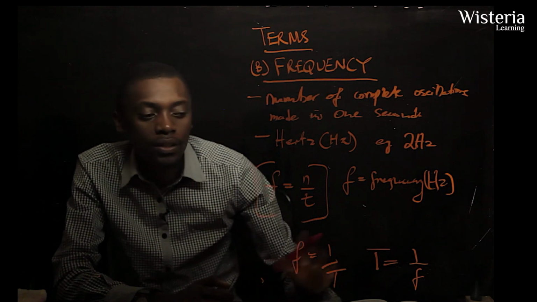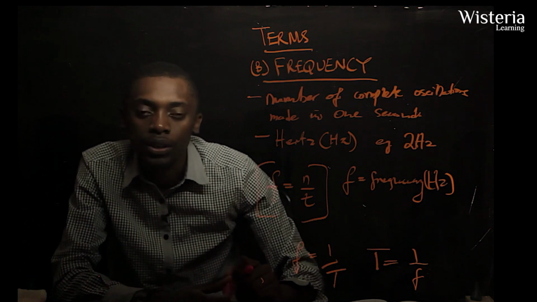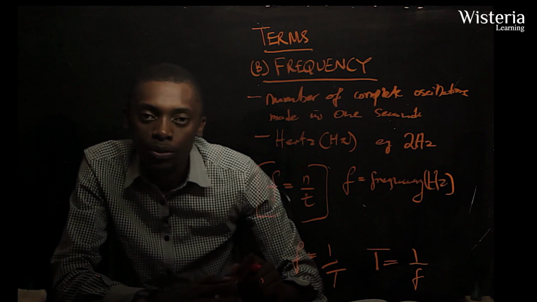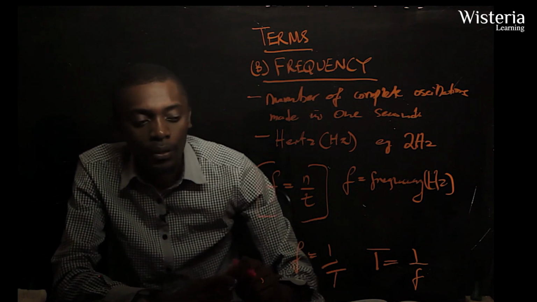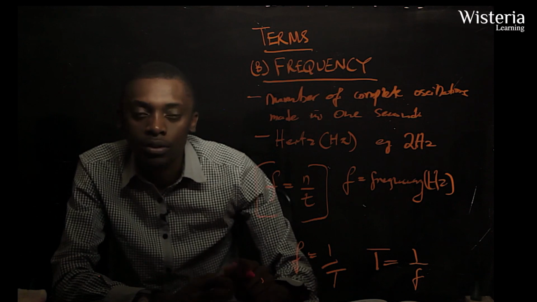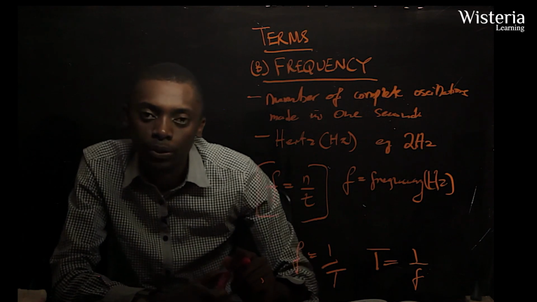So if you're calculating for period, you need to know the frequency in order to calculate the period. This is what we mean by inversely proportional to each other. By that we mean when one variable increases, the other reduces. So that is what we mean by frequency being inversely proportional to period.